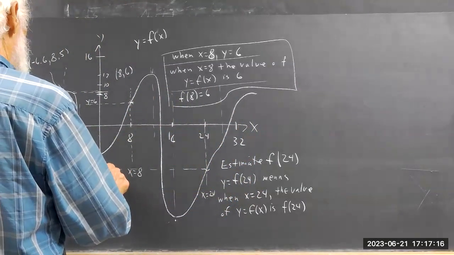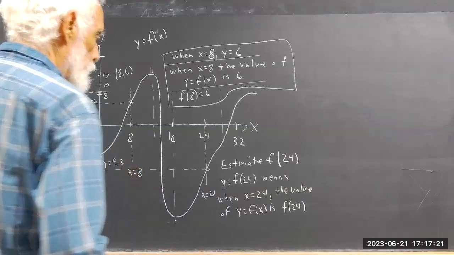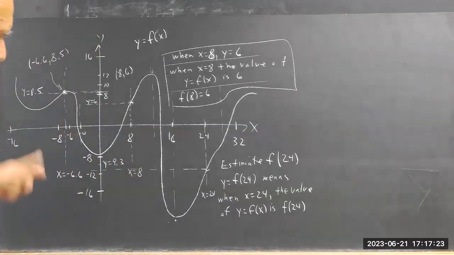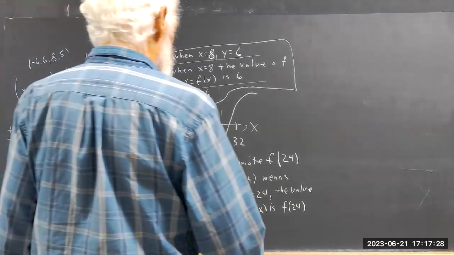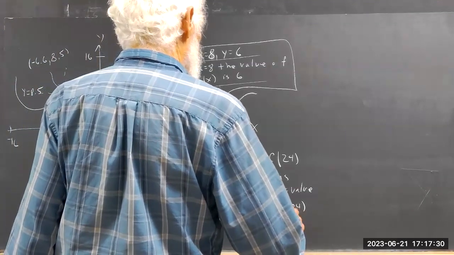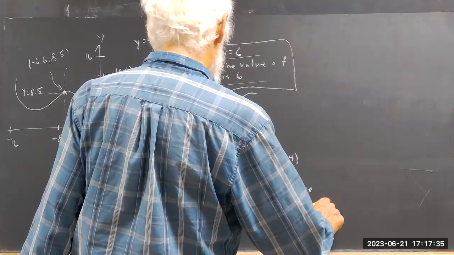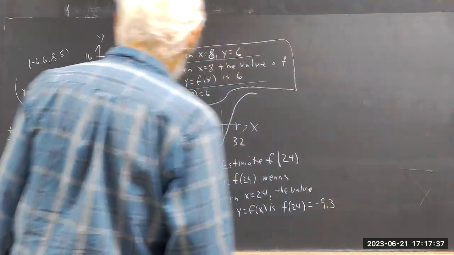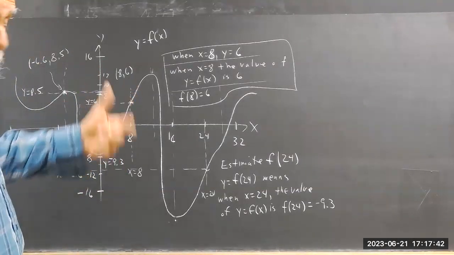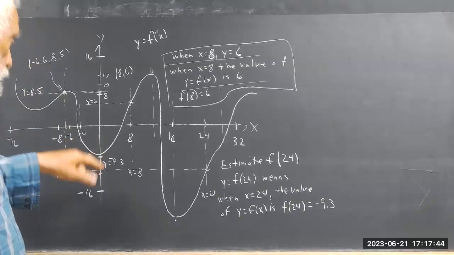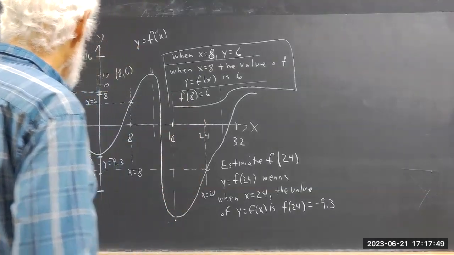Y is approximately equal to negative 9.3. We'll worry about that later. So the value of y equals f of x is f of 24 equals negative 9.3. You see what I did? I didn't put my negative with this because I got something up on evaluating the numbers. Y is negative 9.3 at this point. X is 24 at this point.